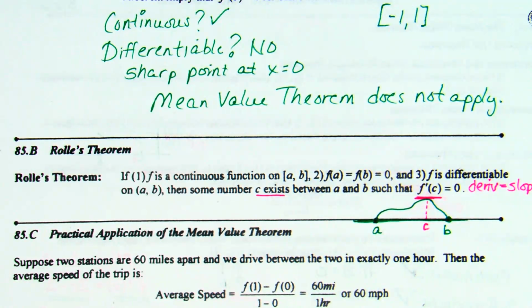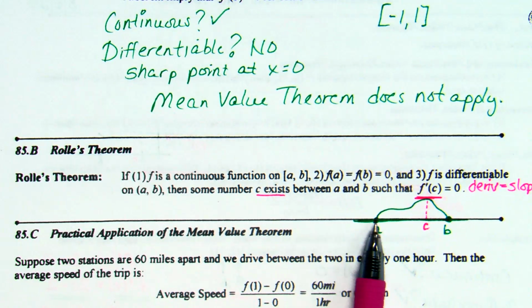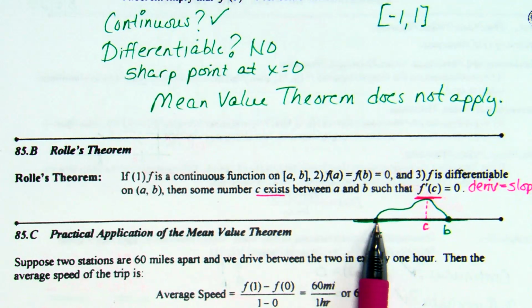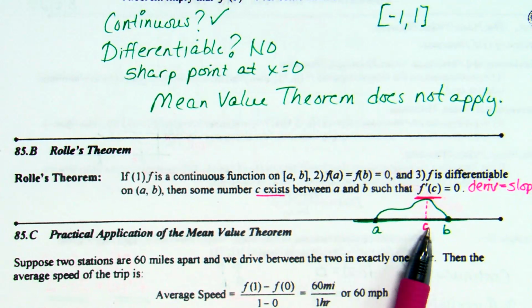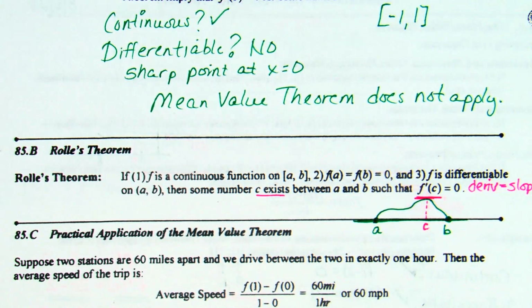So my graph was continuous. Yes, I drew a continuous graph. I drew a differentiable graph. No sharp points. I drew a graph that f of A and f of B are both equal to 0. So if this is my x-axis, and I plug in A and B, I get 0. All those things are true, so some number C exists in between A and B where the derivative equals 0. It's kind of another way of saying that there will be a min or a max in between those points. That's what we're saying, but we're saying it in terms of the derivative equals 0.